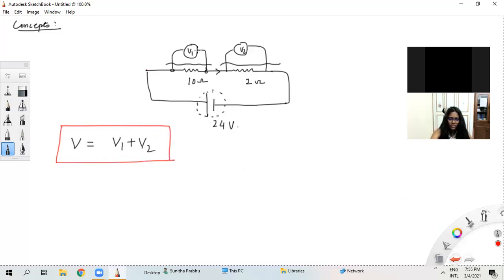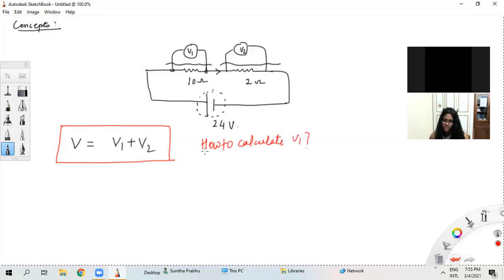Now the question is, how do I calculate V1? Can you think about it and tell me how to calculate V1? What is V1 equal to, in fact? So because V is 24. Yes. But we can't substitute the value.